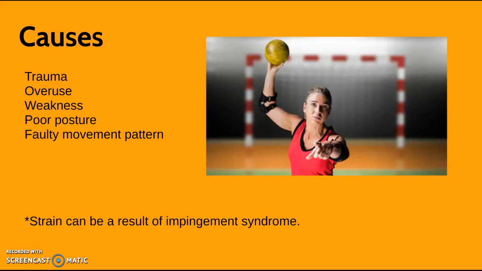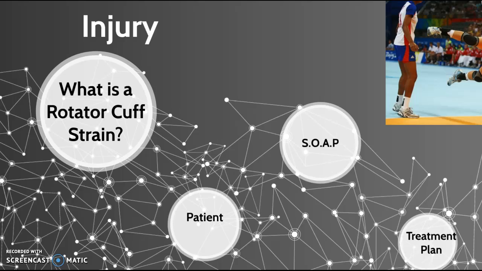Major causes of this injury include trauma, overuse, weakness, poor posture, and faulty movement pattern. A strain can also be a result of impingement syndrome, which is shoulder pain caused by connective tissue or a tendon rubbing on a shoulder blade. Now let's move on to our patient.